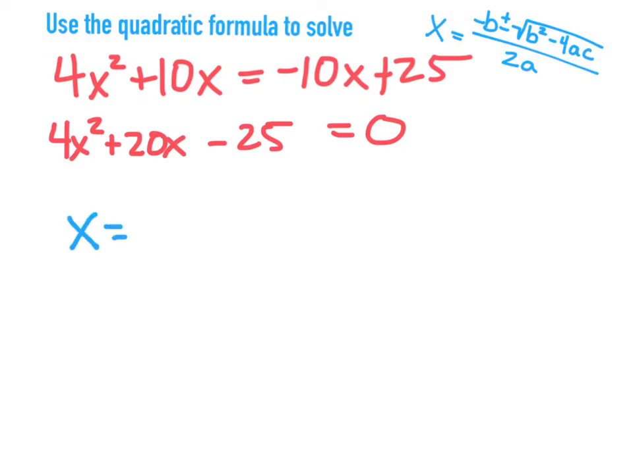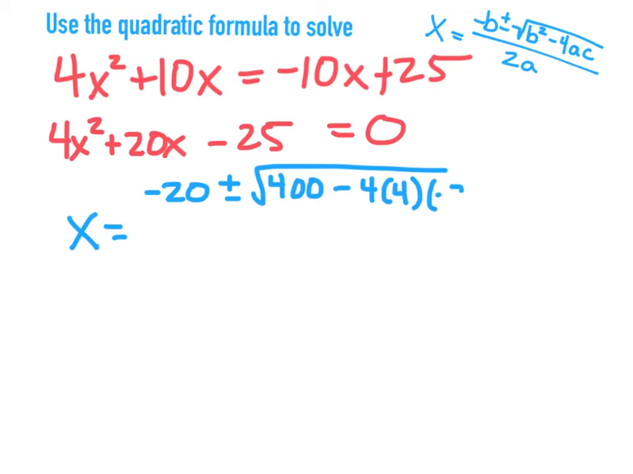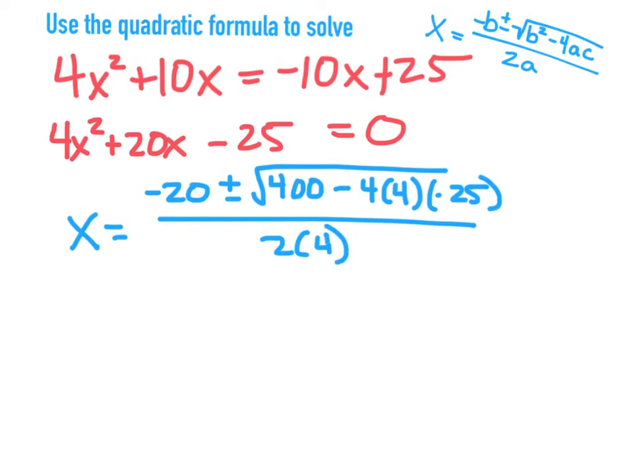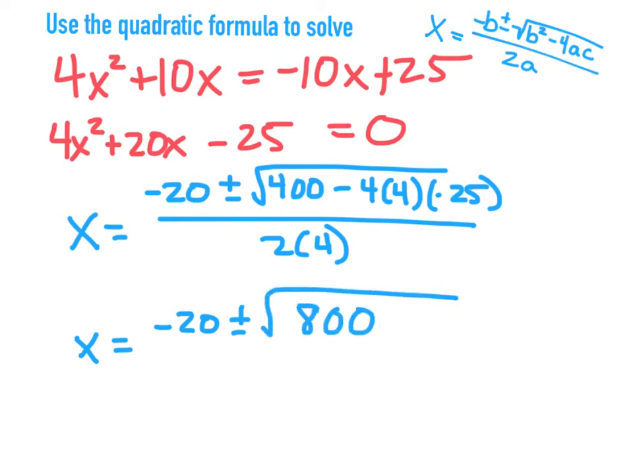So x equals the opposite of b, plus or minus the square root of b squared. 20 squared is 400, minus 4 times a times c, all over 2 times a. Alright, so here we'd have x equals negative 20 plus or minus, this all comes out to the square root of 800 all over 8.